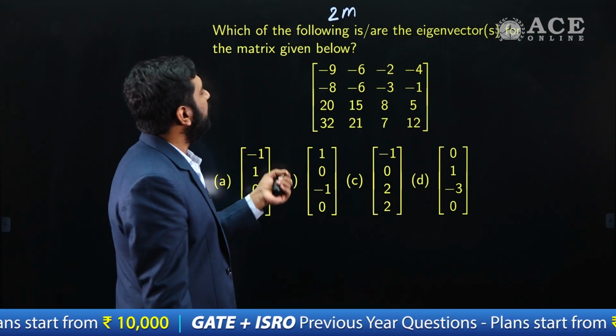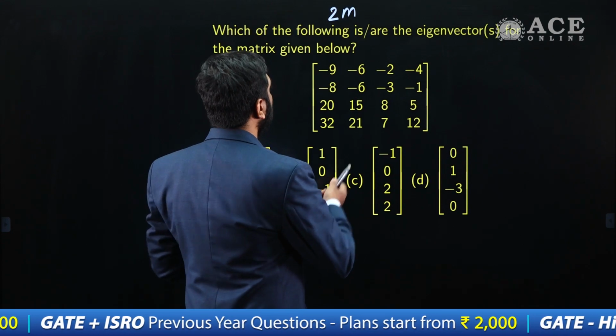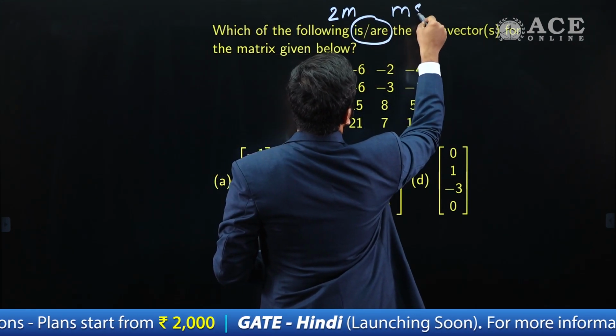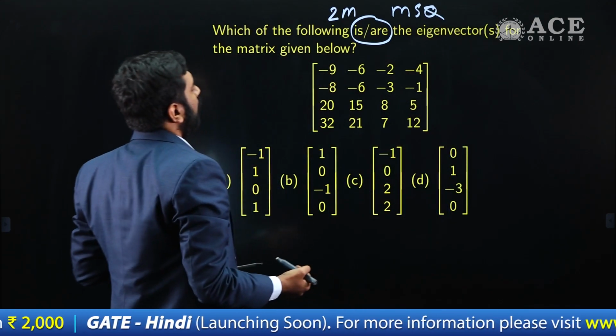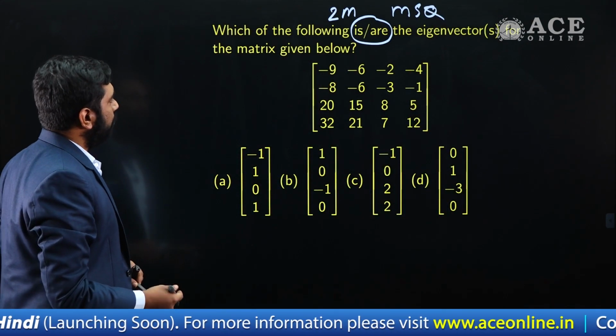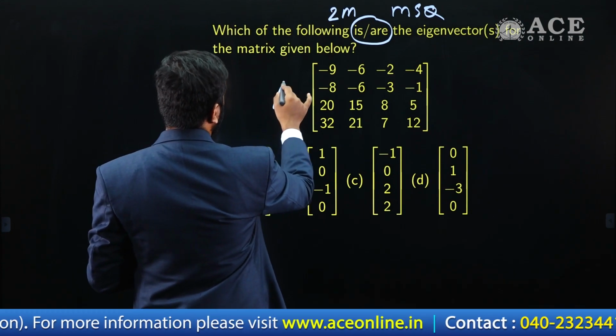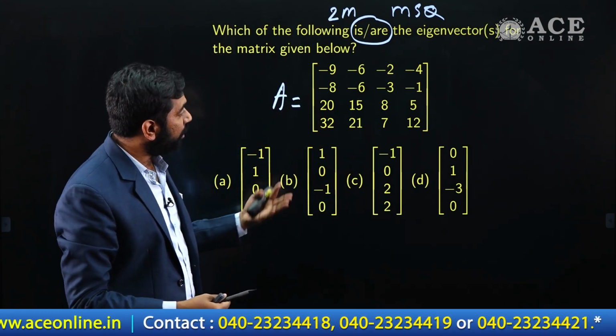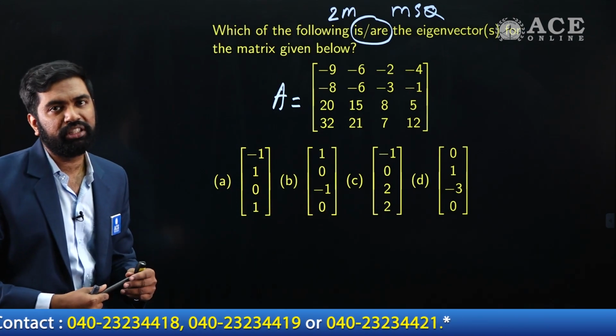Which one of the following is right? When he says "is R", it's a multiple select question, an MSQ. The eigenvectors for the matrix given below. So some matrix is given, let's say this is A, and some eigenvectors are given. Which of these options are really the eigenvectors of the matrix A?